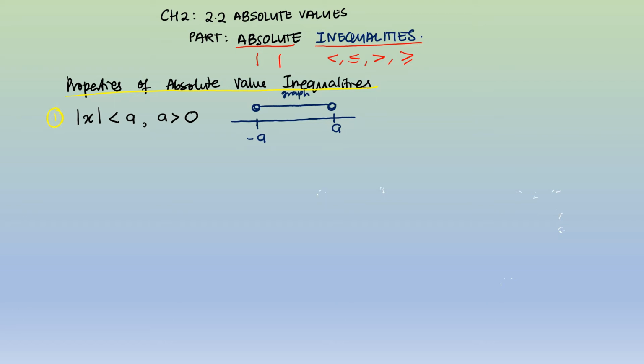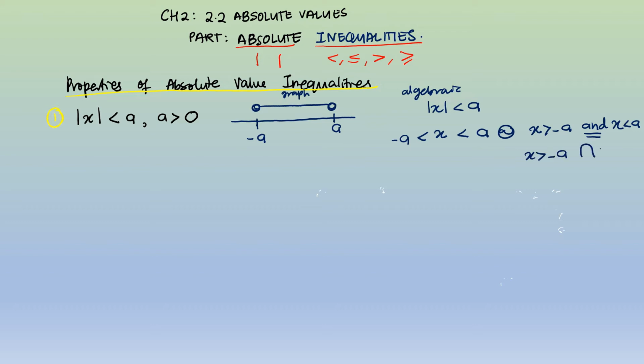How about we look at its algebra? For algebra, modulus x less than a is actually x is more than negative a and less than a. Or you can put it as x greater than negative a and x less than a. And the symbol 'and' here, you can change it, use the intersection symbol. So this is for our number 1.